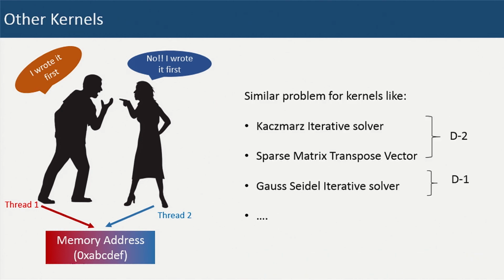There are many kernels that have similar kinds of dependencies. For example, iterative solvers like CGMV, sparse matrix transpose vector having distance-2 dependencies, or solvers like Gauss-Seidel having distance-1 dependency, and so on.